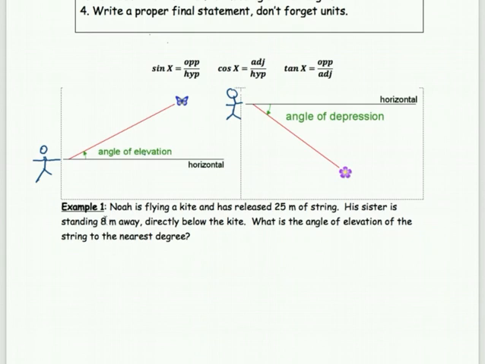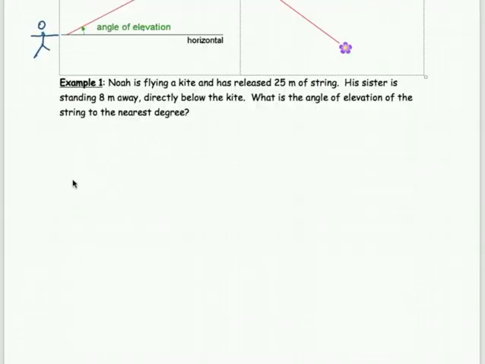So I'm going to draw this picture out. So we have Noah here flying a kite. All right, and he's let out some string. Okay, so hopefully you've flown a kite before, or seen someone flying a kite. So a kite will be pushed out forward like that. The wind's pushing it, and then it's flying.